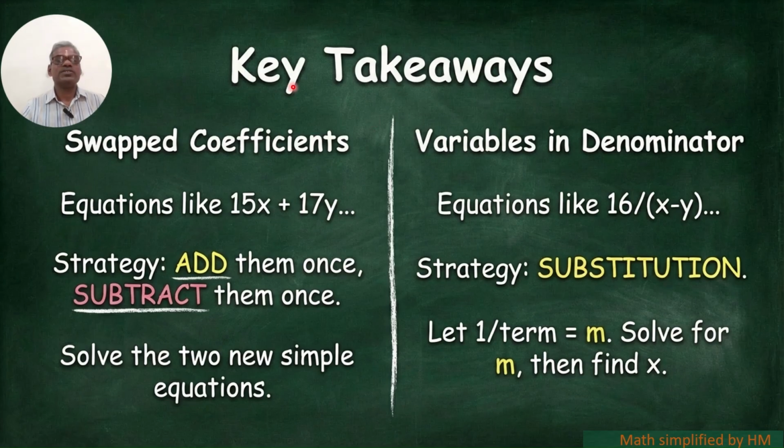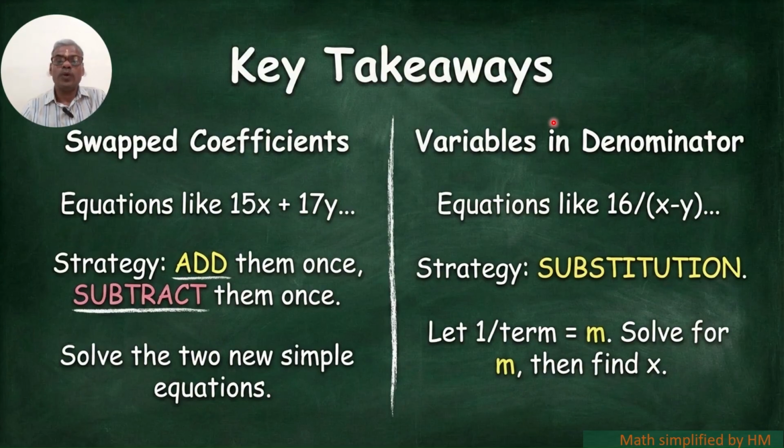Now see the key ways. Swapped coefficients: equations like 15x plus 17y, 17x plus 15y. Observe carefully and use the strategy: add once and subtract once. Solve the two new simple equations by elimination or substitution methods.